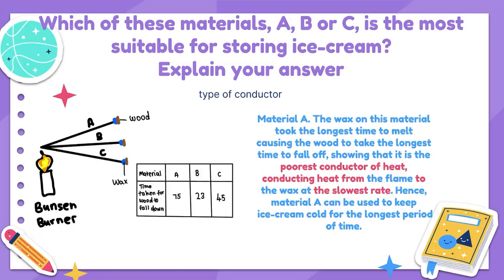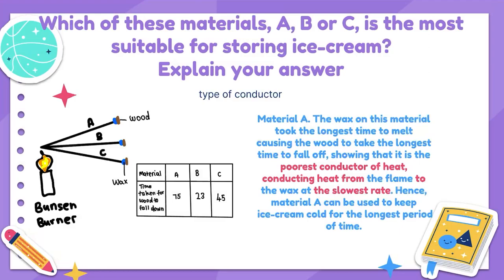Let's take a look at the answer. Material A. This is because the wax on this material took the longest time to melt. It took 75 minutes. And due to this, the wood took the longest time to fall off, showing that it's the poorest conductor of heat, conducting heat from the flame to the wax at the slowest rate.